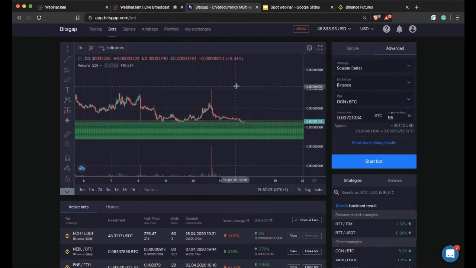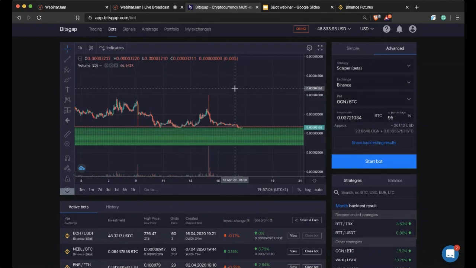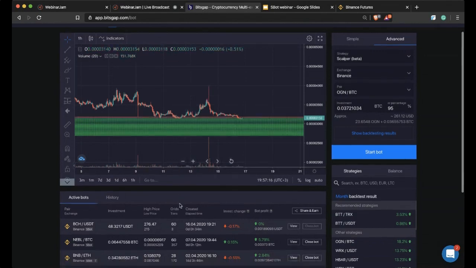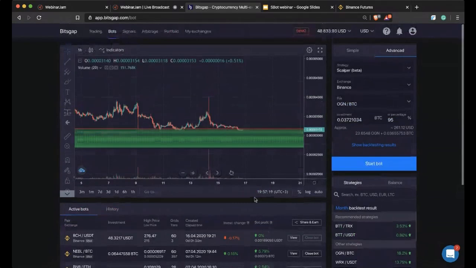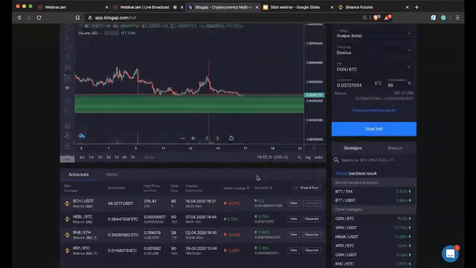So yeah, let's see the activity on the chart. If you guys have some questions regarding the interface, right now is the best moment to ask.